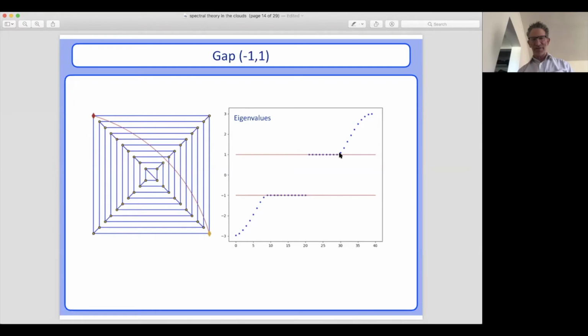You actually have eigenvalues at 1 and -1 with high multiplicity. And then the eigenvalues go up to 3 and -3, and they become dense outside the interval -1, 1. This is one example we have. We don't have many examples, but this is one example. And for this numerics, of course, we have a complete proof that there are no eigenvalues in the interval -1, 1, and this graph is planar.